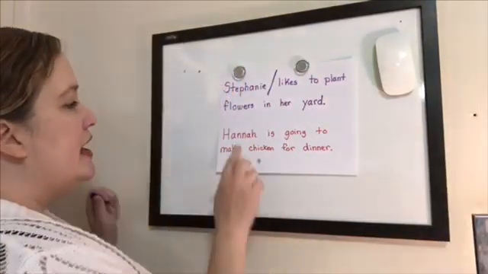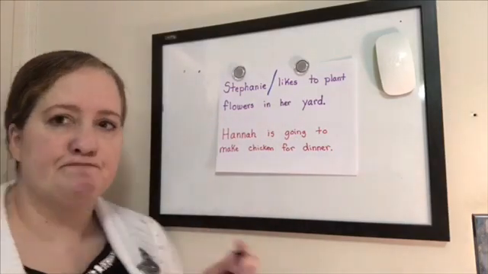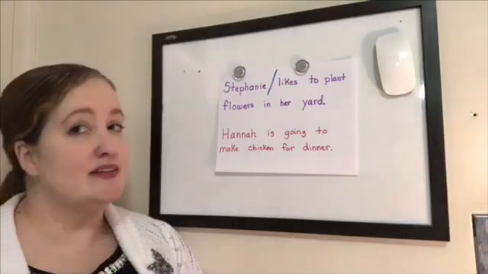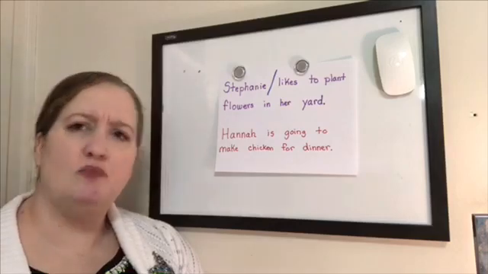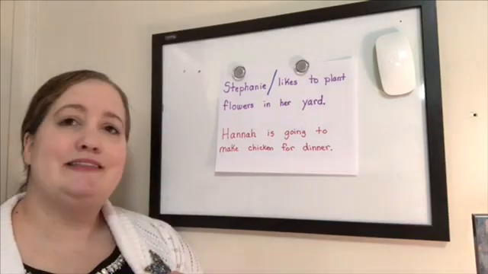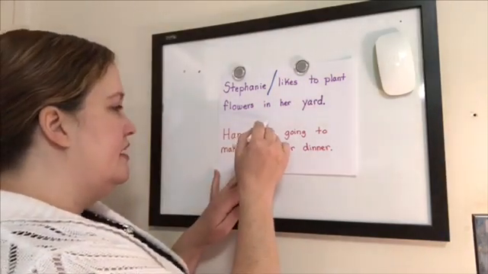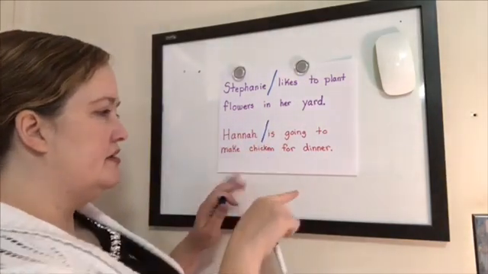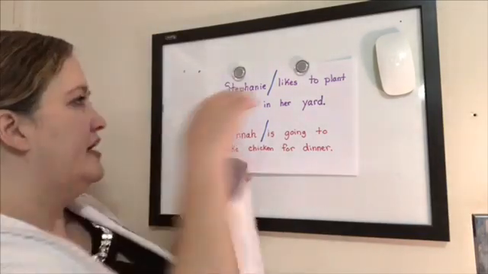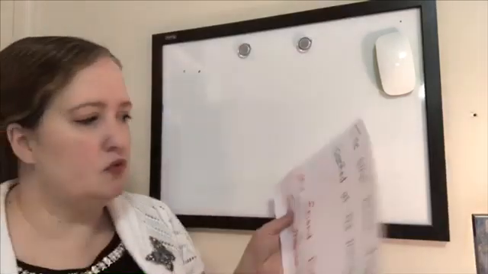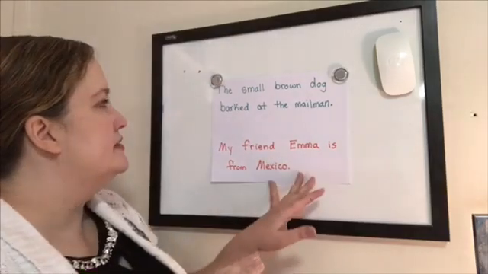Let's do another one. Hannah is going to make chicken for dinner. What is this sentence about? This is very easy. This sentence is about Hannah. She's the subject. And what is Hannah going to do? She is going to make chicken for dinner. So Hannah's the subject, and is going to make chicken for dinner is the predicate. Very easy. You've learned how to do the subject and predicate before in other classes, I'm sure, but it's good to review them. I have 2 more sentences.